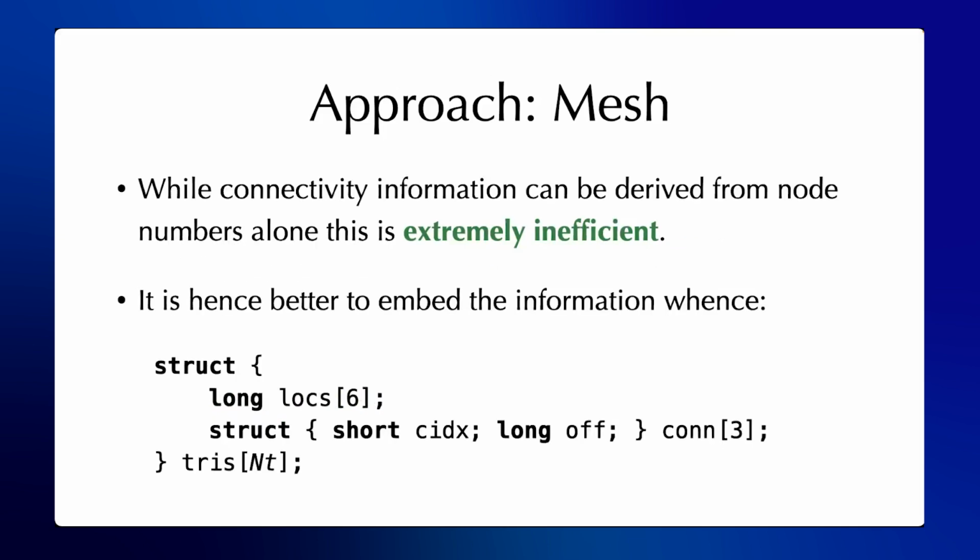Now, next thing, connectivity information. In principle, you can derive this from node numbers. You look at faces that share node numbers, and from that you can derive the connectivity array. But that's pretty inefficient, and so it's better to embed this information. And the way we decided to do it was through this additional connectivity member. So remember, we're talking about triangles here. So a triangle has 3 faces, and for each of those faces, we're going to specify who it's connected to.